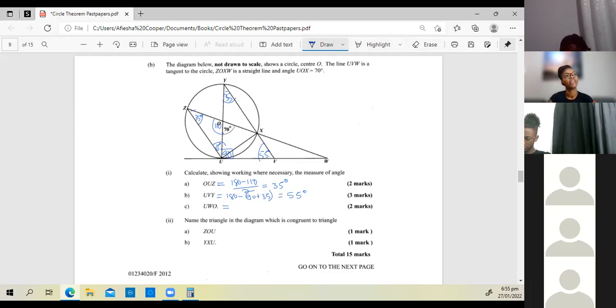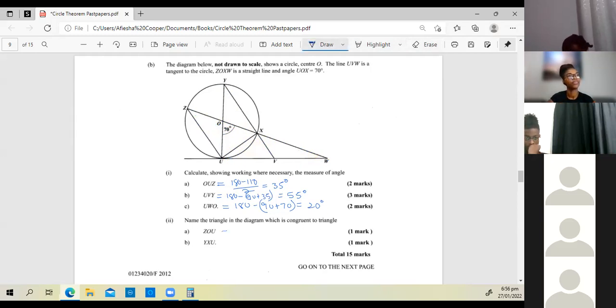UWO, down here now. How much is this one? Another triangle. Miss, 90 plus 70, 180 minus that, which is 20. Yes, so we see that this was another triangle. It really had a lot for us to pay attention to. This was one triangle here, that's how we got 90, 70, and 20. This was another triangle, that's how we got 90, 35, and 55. And of course, this is another triangle here. What's next?